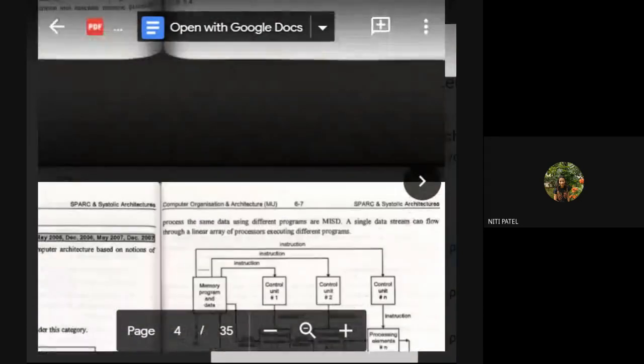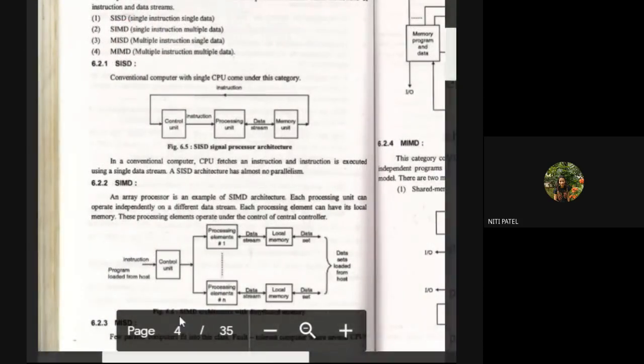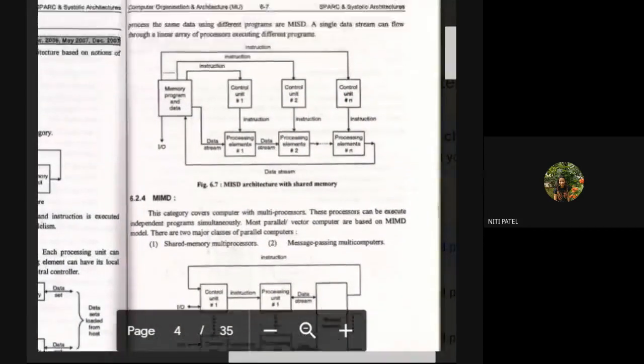Let us see the next type of classification, which is MISD. Now, what does MISD say? It is multiple instruction, single data. So again, I am going to have a much higher speed of execution as compared to SIMD. Why? Because in SIMD it was only single instruction, whereas in MISD I have multiple instructions. Multiple instructions will be executed, but all those instructions will use only a single data stream. SD stands for single data stream.